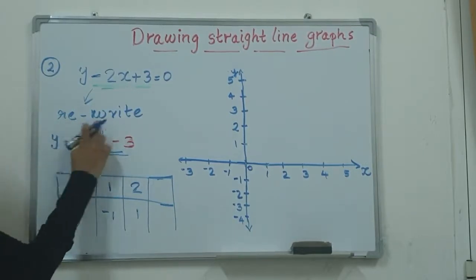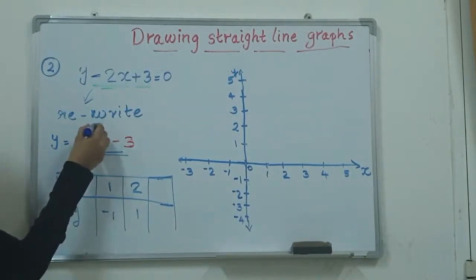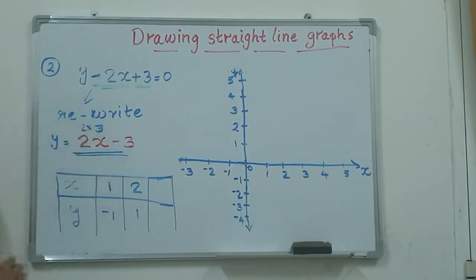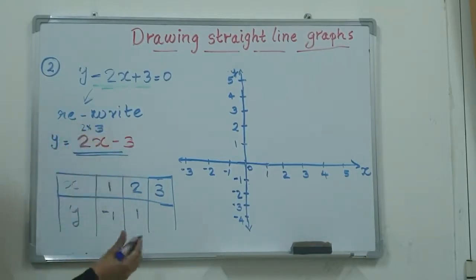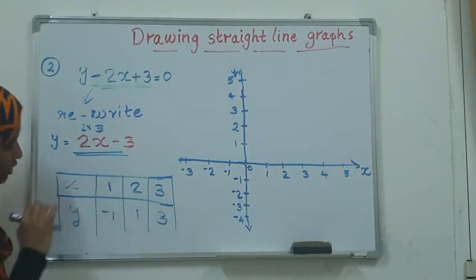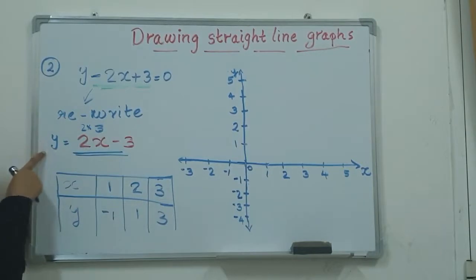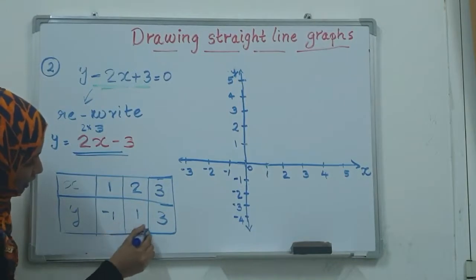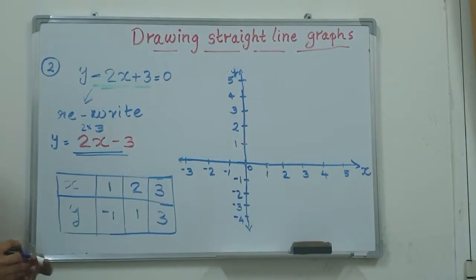Then let's give another value for x, which is 3. So 2 times x means 2 times 3. You have given the value of x as 3. 2 times 3 will be 6. 6 minus 3 will become 3. So when you give the value of x as 3, you get the value for y also as 3. Okay, so you can just get the values of x and y directly and show them in the table. Next, what is the next step?